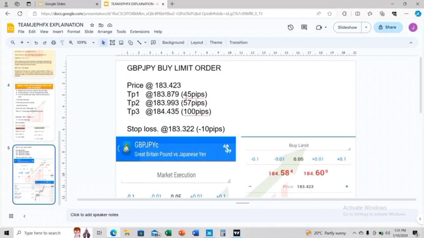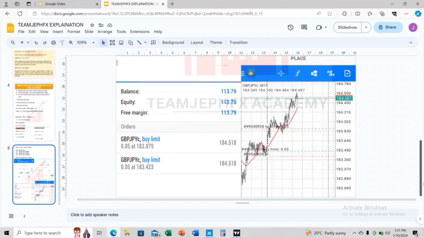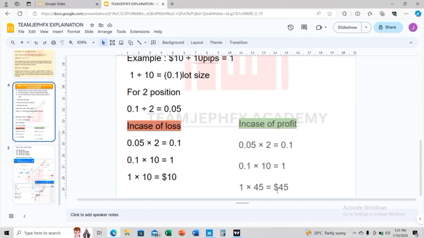That is it. But in case this goes on profit for me, remember, take profit one is at what? See it. Take profit one is 45 pips. Now let's imagine that this trade goes on profit for me. What will I gain? 0.05 times 2 positions, which is 0.1. Now 0.1 is the total lot size. 0.1 times 10, that means I'm gaining $1 per pip.